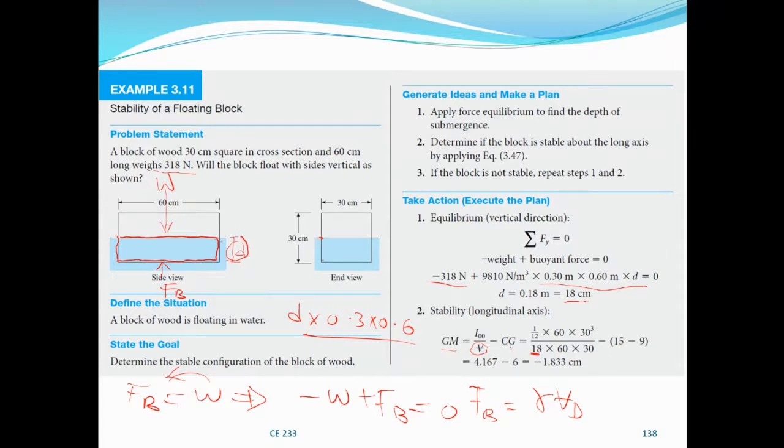Now what is CG? CG is the distance between the centroid, C, and G. G is the center of gravity and C is the center of buoyancy. So how do we find CG? For the body, G is the center of gravity of the block, which will occur at midpoint.